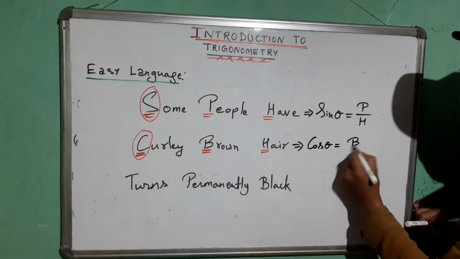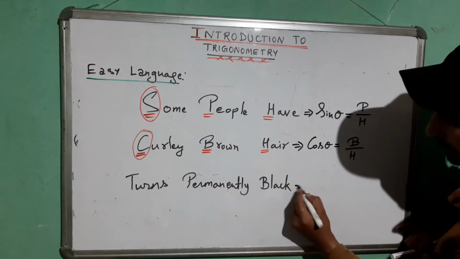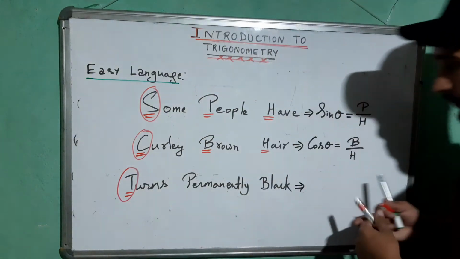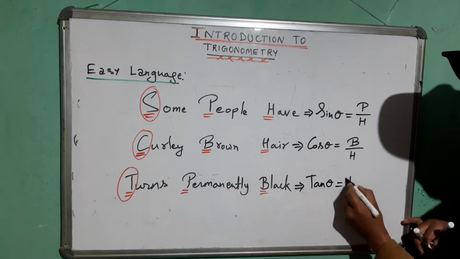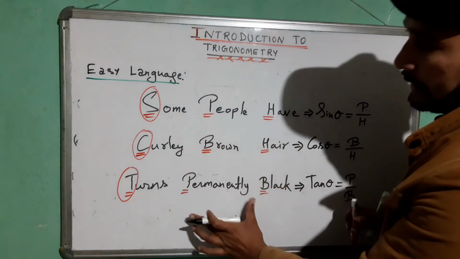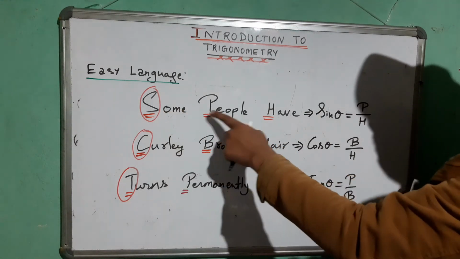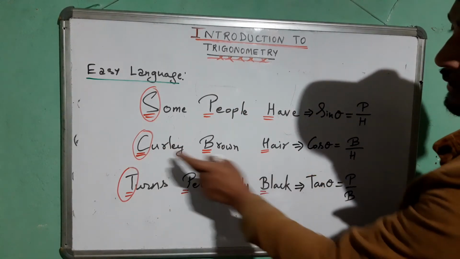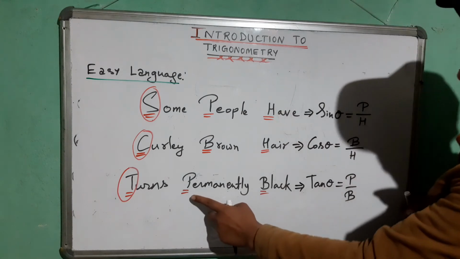Cos theta is curly brown hair. Next, in the third sentence, T stands for tan. Tan theta equals turns permanently black, P by B. If you know the sentence, some people have curly brown hair turns permanently black, then you can write the relations properly. S means sin, people, P, have, H, so P by H. Similarly curly brown hair, cos theta equals base by hypotenuse, and tan theta equals perpendicular by base.